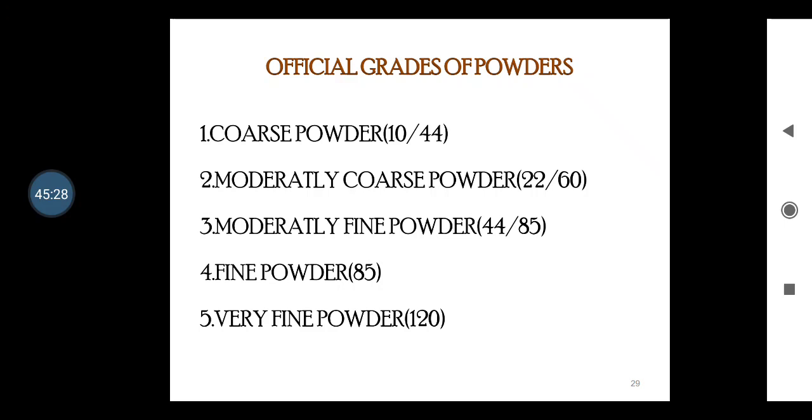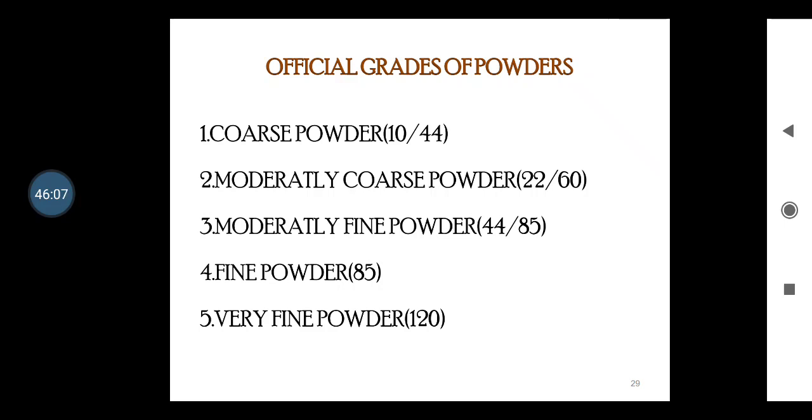Meanwhile, for the moderately coarse powder, the lower limit is 22 and the higher limit is 60 mesh size. Then the third one is moderately fine powder, the lower limit is 44 and the upper limit is 85. Whereas for the fine powder, only one limit is there, that is 85, without distinguishing a lower and upper limit. Similarly, the very fine powder also has only one limit of sieve number, that is 120.